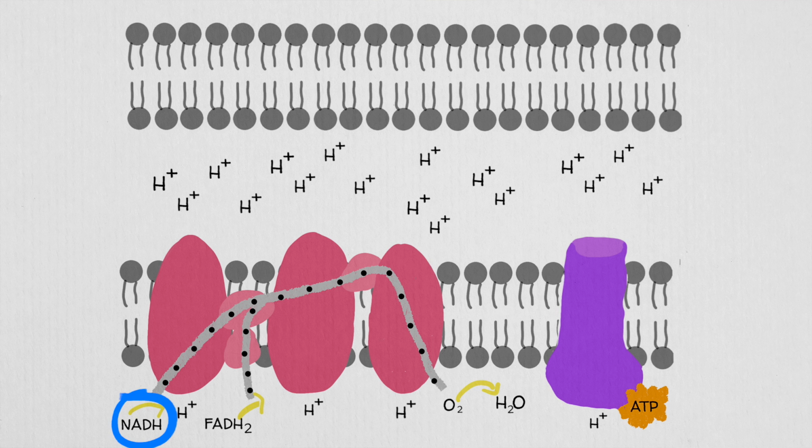I need to pause here and warn you. Please watch out for this common student error. NADPH is a coenzyme in photosynthesis, while NADH is a coenzyme in cellular respiration. Their function as an electron carrier is similar, but remember the P in NADPH is for photosynthesis.